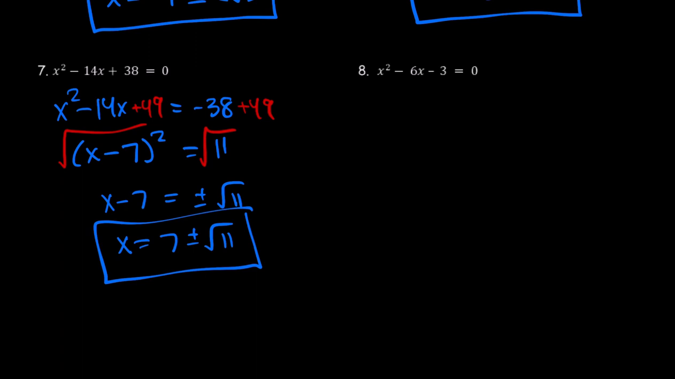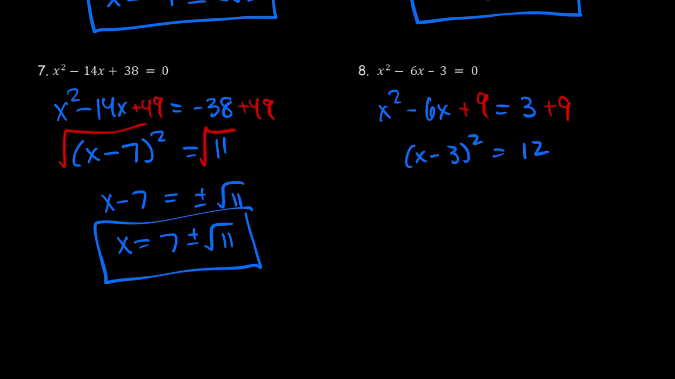And number 8, our final one. Leading coefficient's 1, 6 is even. I just need to add 3 to both sides to start it. So I have x squared minus 6x equals 3. Half of 6 is 3. 3 squared is 9. I will add 9 to both sides. This factors nicely. X minus 3 squared.